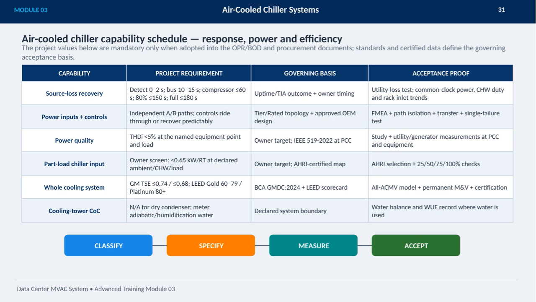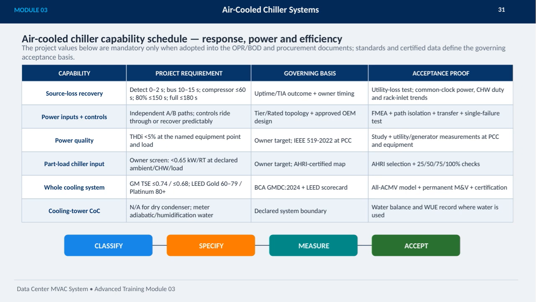Power quality is critical, with total harmonic distortion limited to less than 5%, meeting IEEE standards at the point of common coupling. Part load chiller input is expected to be below 0.65 kilowatts per ton under specified conditions, verified through AHRI certification and performance checks across multiple load points. The whole cooling system must achieve target metrics like a GM technical score efficiency of 0.74 or better, aligning with LEED Gold or Platinum standards where applicable.